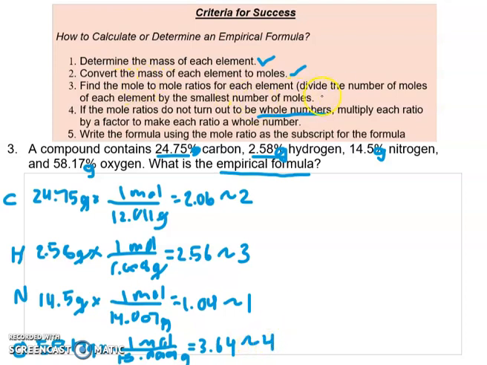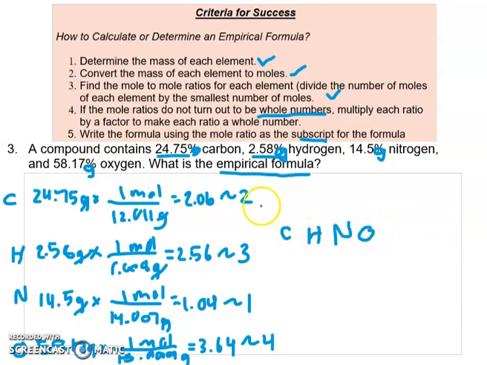All right, so I did number 3, and I'm just approximating. I'm rounding to wherever these mole numbers round. Write the formula using the mole ratio as the subscript. So all of these numbers are going to be my subscripts. I know that I have carbon, hydrogen, nitrogen, and oxygen in my formula.